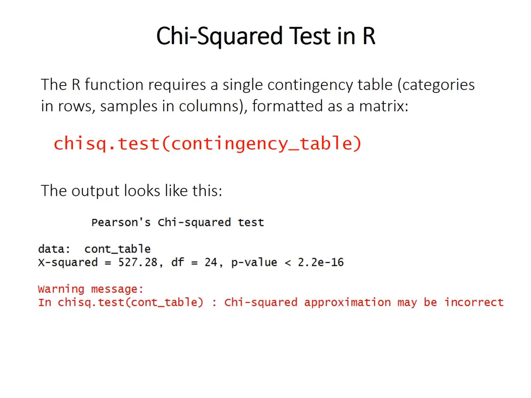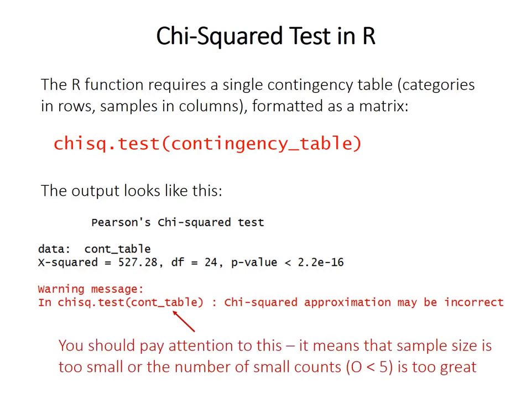It gives the test name and the chi-squared value, which is this X-squared, the degrees of freedom, df, and the p-value. I ran it to make this example on some unsuitable data. There were too many values that were small, and a number of the values were zero for the observed counts. So I got this warning message.